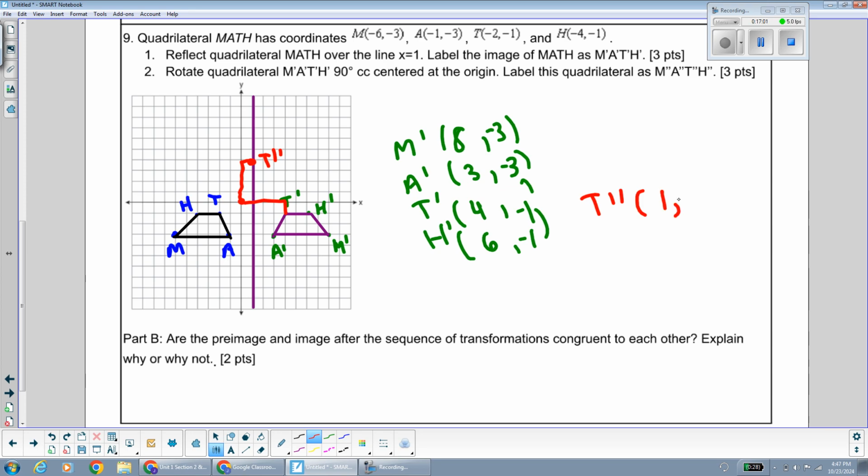1, 4. And notice why I told you it was a good idea to write down your coordinates: notice how it's the same numbers. It should be the same numbers. They might be different signs, but it should be the same numbers. Otherwise, you did something wrong.